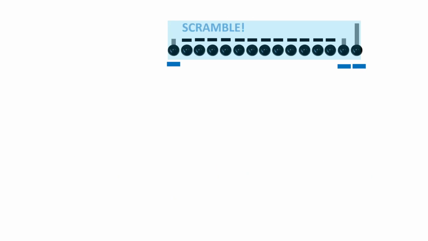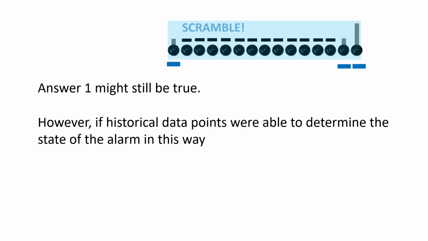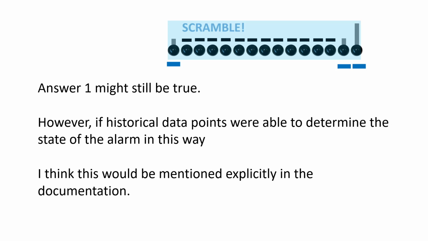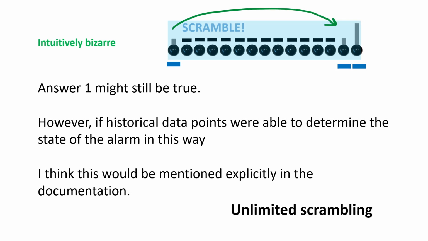But anyway, back to where we were. I still think that this idea of reaching all the way back is kind of absurd. Yes, answer 1 might still be true, but if historical data points were able to determine the state of the alarm in this way, I think this would be mentioned explicitly in the docs. You know, look at that. That's ridiculous. So I'm going to rule out this unlimited scrambling for data points.